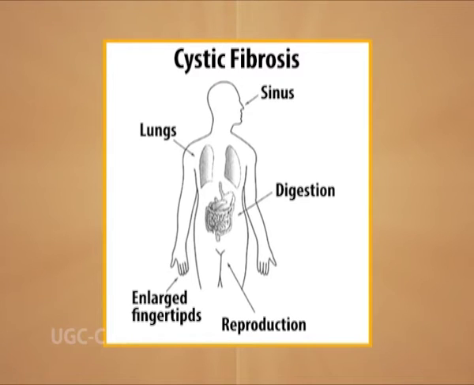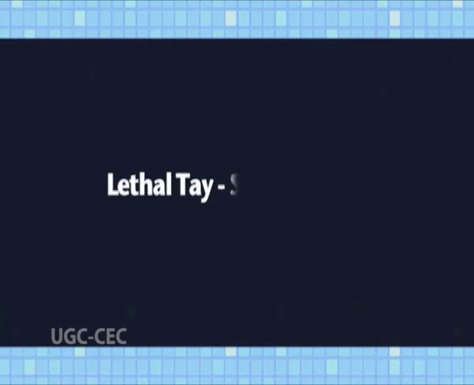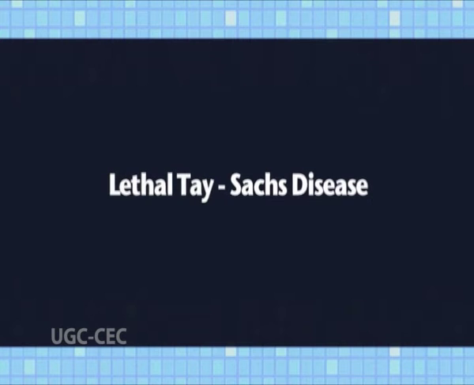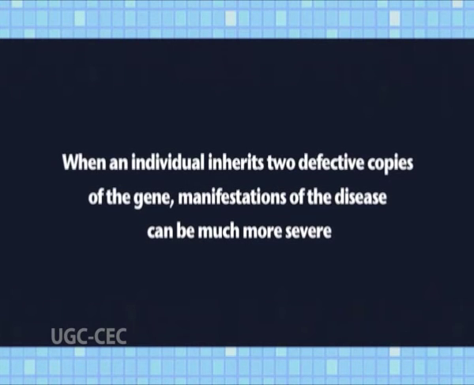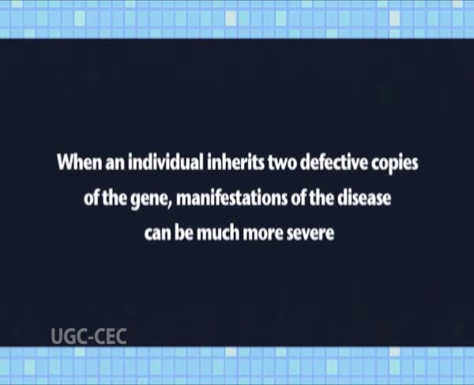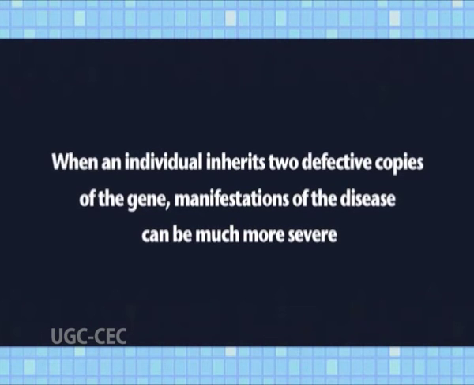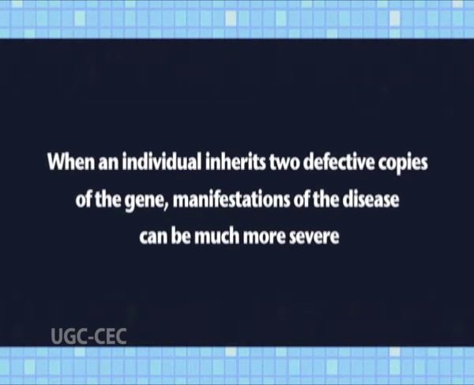About 1 in 20 Caucasians in the United States is a carrier for the cystic fibrosis gene, and about 1 in 30 individuals of Eastern Jewish descent carries the gene for the lethal Tay-Sachs disease. When an individual inherits 2 defective copies of the gene, the manifestation of the disease can be much more severe.